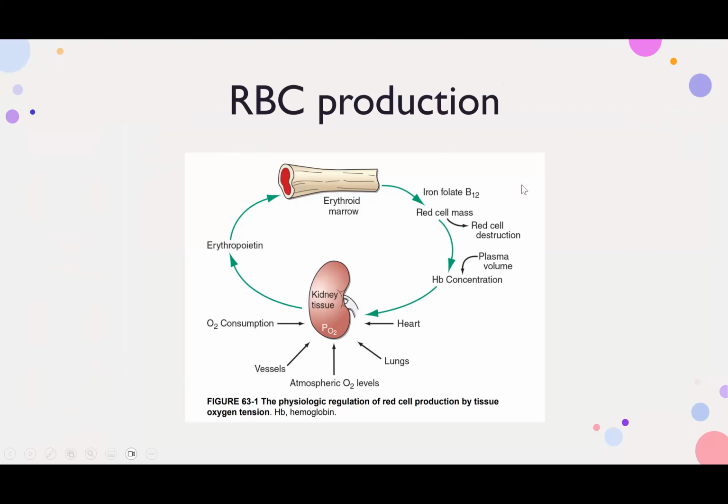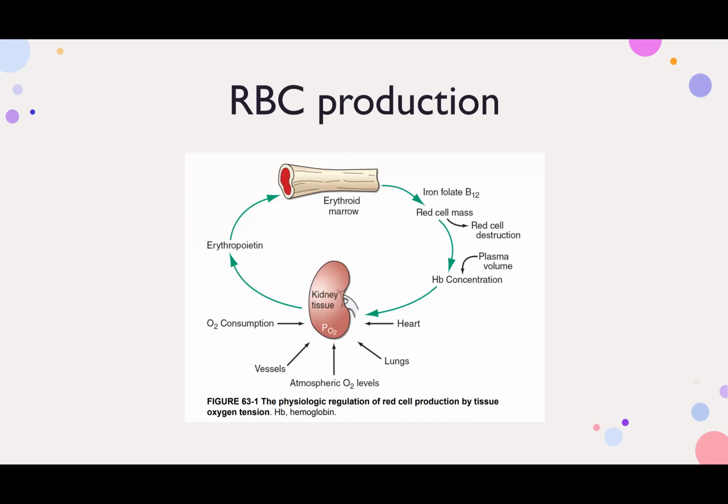All right. Now the basics of RBC production. How do we produce RBCs? Whenever the kidneys are hypoxic, whenever there is not enough delivery of oxygen to the kidneys, they will produce erythropoietin. This erythropoietin will go to the bone marrow, and in the bone marrow, reticulocytes will be formed. Those reticulocytes will mature into RBCs. Then we will have the hemoglobin production and RBC. All right. This is the basics of RBC production.